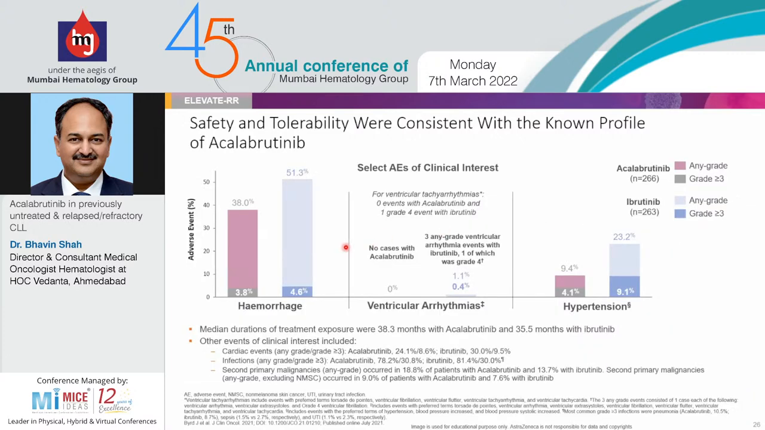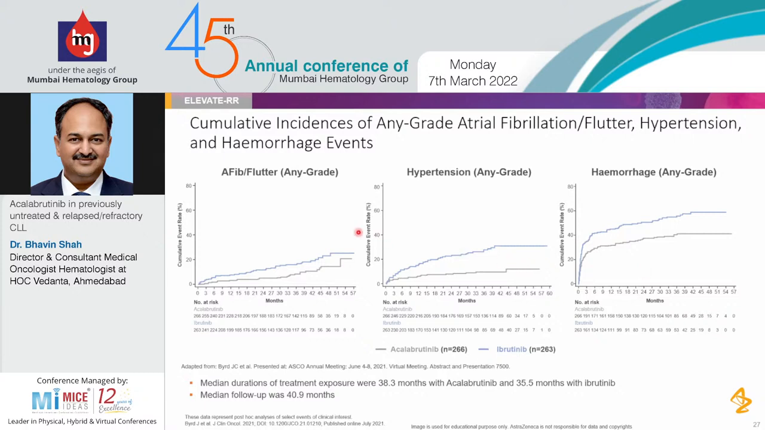If you see the incidence of hemorrhage, the any-grade hemorrhage was 50% in ibrutinib versus 38%, but grade 3 or more hemorrhage is less than 5%. The ventricular arrhythmia is almost nil with acalabrutinib. And hypertension was also significantly low with acalabrutinib compared to ibrutinib. And so it is a safer drug compared to ibrutinib in patients with high-risk cardiovascular disease. Same way, the atrial flutter, fibrillation, hypertension, and hemorrhage, we can see are quite less in the acalabrutinib arm compared to the ibrutinib arm.